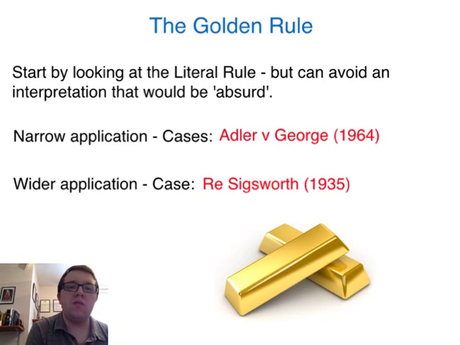But of course, because of the absurd, unjust and unfair situations that were arising from the application of the literal rule, the courts needed to develop another rule of interpretation that would allow them to escape certain case results. And so this is where we can see the golden rule. It starts by looking at the literal rule, but if it can't avoid an interpretation that would be absurd or unjust, then there are ways of getting around it. In other words, there's the narrow application, seen in the case of Adler and George, which we'll see in a second, and there's a wider application, which was seen in the case of Sigsworth.